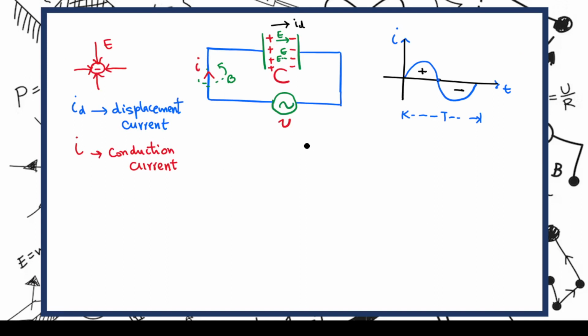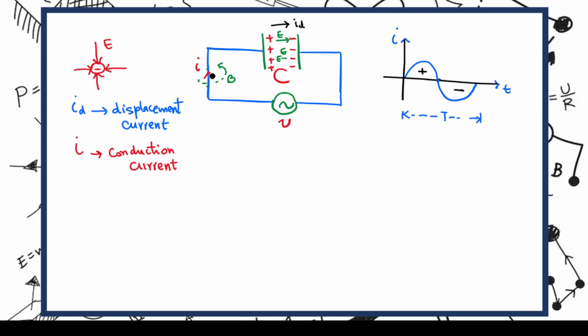In case of capacitors, when a capacitor is connected across an AC source, two types of currents flow. One is a conduction current that flows in all other circuits, and the other is a current due to the electric field in the space between the two plates. The displacement current, this term was first introduced by Maxwell.